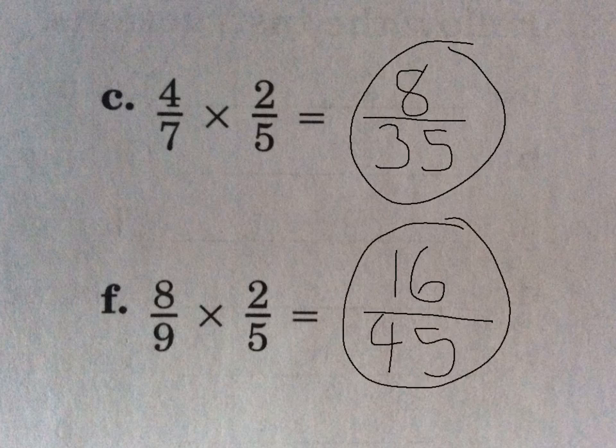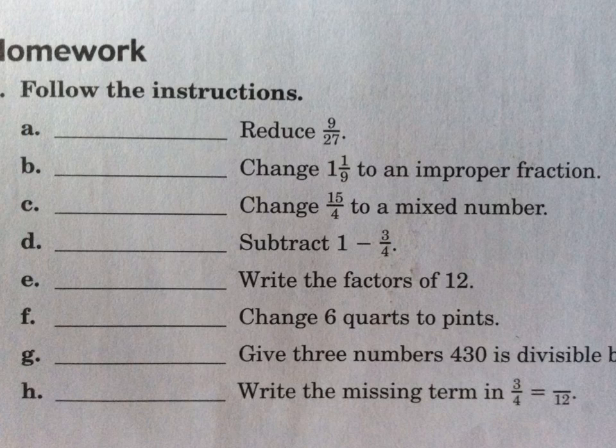Go ahead and turn your paper over and look down at the bottom. We got all these different kind of questions here. It just tells us to follow the instructions. First one says to reduce 9/27. What goes into 9 and 27? 9 does. 9 goes into 9 one time, 9 goes into 27 3 times. So we get 1/3.